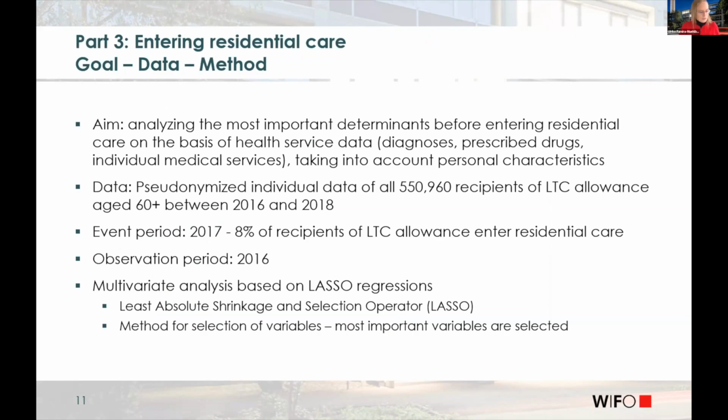In the third part, we analyze the most important determinants before entering residential care on the basis of health service data as before, and also on the basis of personal characteristics. Once again, we use the same data. The event period is 2017. And within this period, 8% of the recipients of long-term care allowance enter residential care. And the observation period is the period before, and we use the same methods as before, the lasso regression.